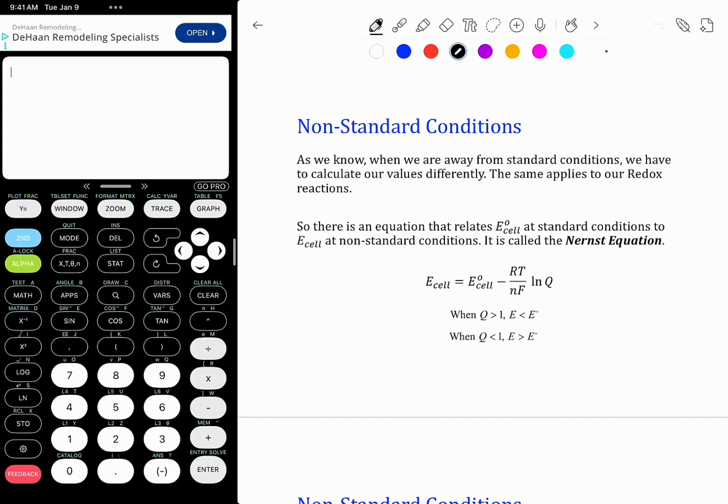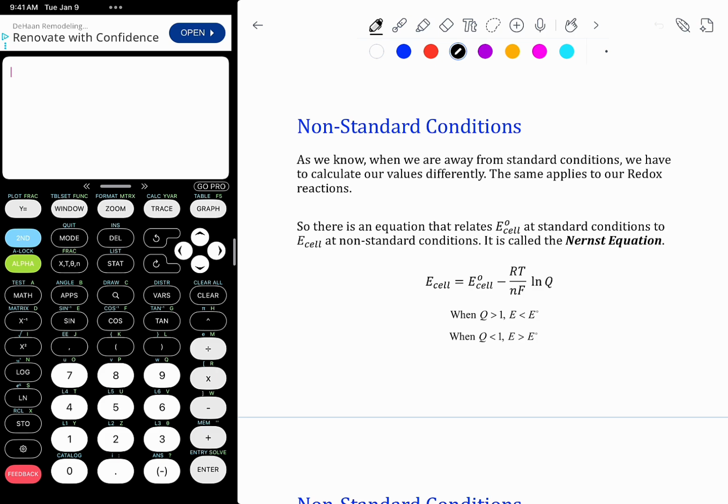Hi everyone, Dr. Burns here with one of our last lessons in Chapter 19, where we're going to be talking about calculating E cell for our different electrochemical reactions, our redox reactions, when we're away from our standard conditions. So we've talked about how to calculate this for standard conditions, so 1 molar, 298 Kelvin, 1 atm. But now we want to talk about non-standard conditions.